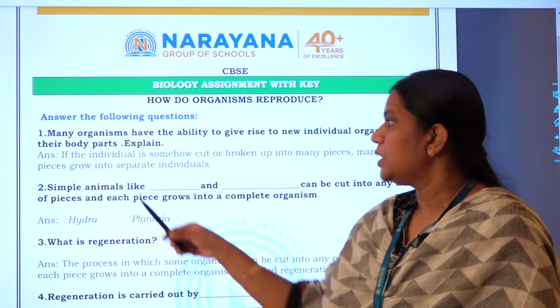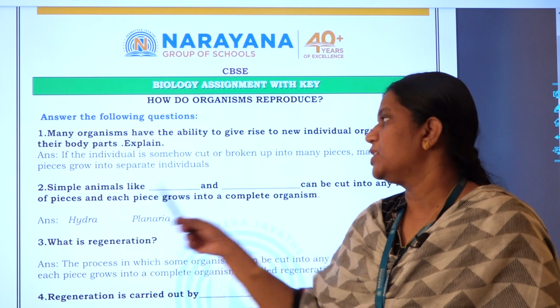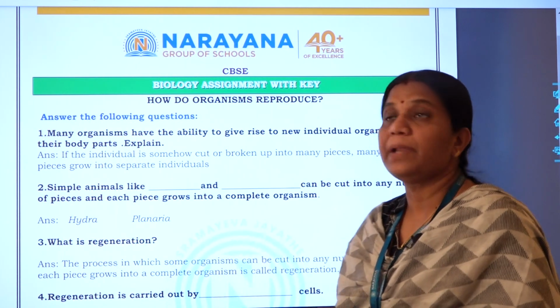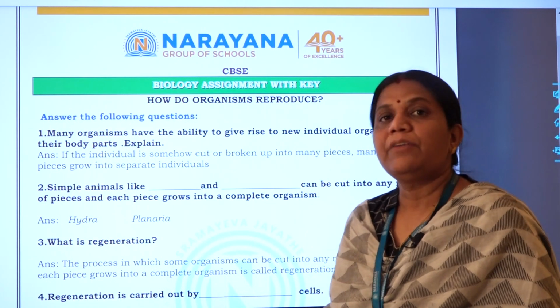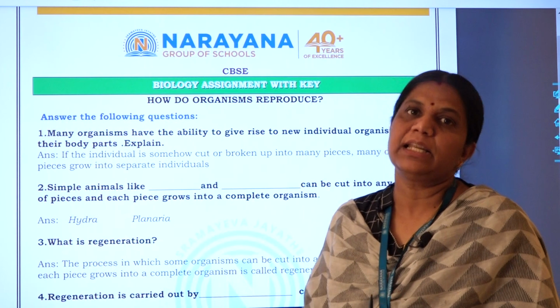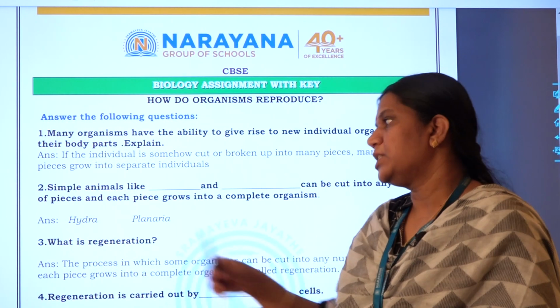Then second question. Simple animals like dash and dash can be cut into any number of pieces and each piece grows into a complete organism. So simple animals like Hydra and Planaria, if both the organisms are accidentally cut into pieces, each piece develops into a new individual. What is regeneration?